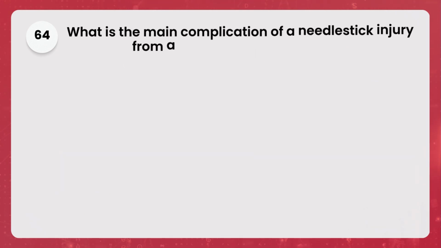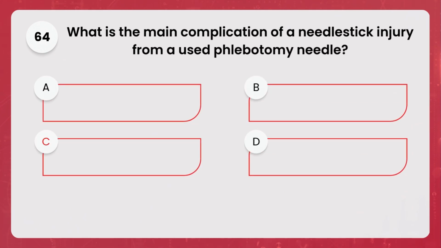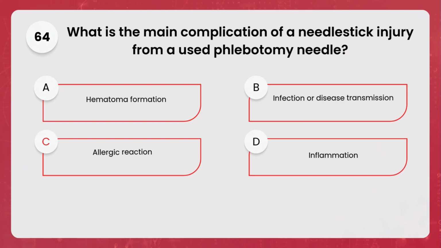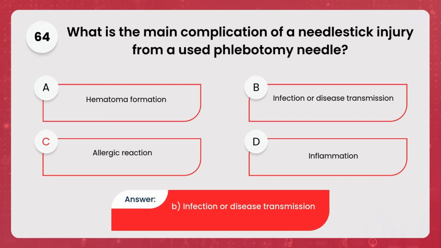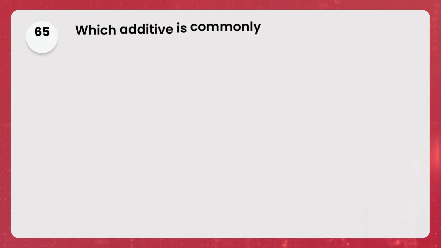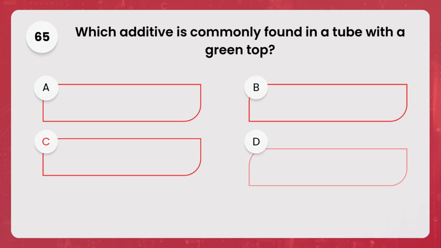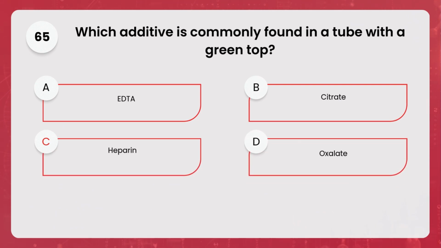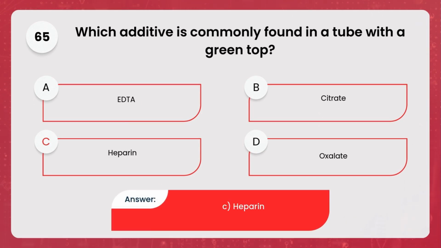Number 64. What is the main complication of a needle stick injury from a used phlebotomy needle? A, hematoma formation, B, infection or disease transmission, C, allergic reaction, or D, inflammation. The answer is B, infection or disease transmission. Number 65. Which additive is commonly found in a tube with a green top? A, EDTA, B, citrate, C, heparin, or D, oxalate? The answer is C, heparin.